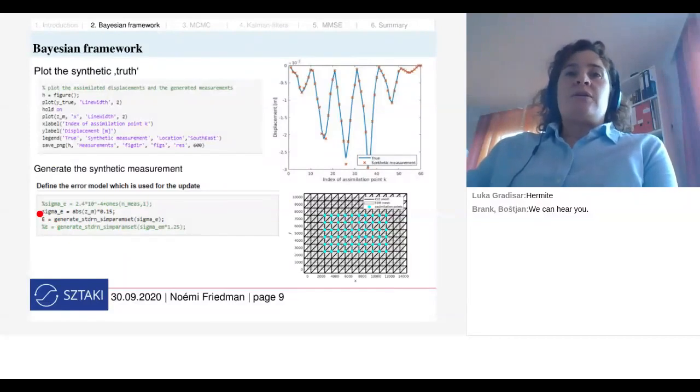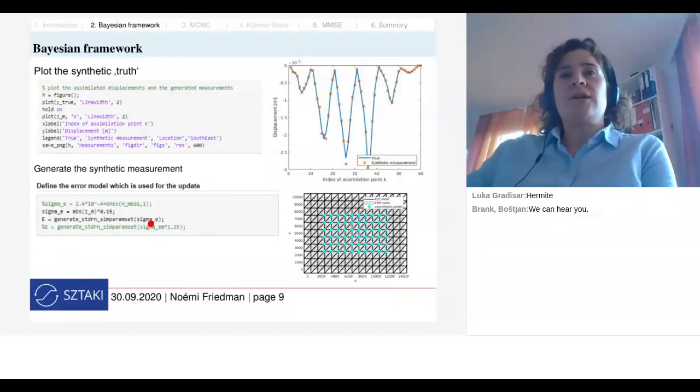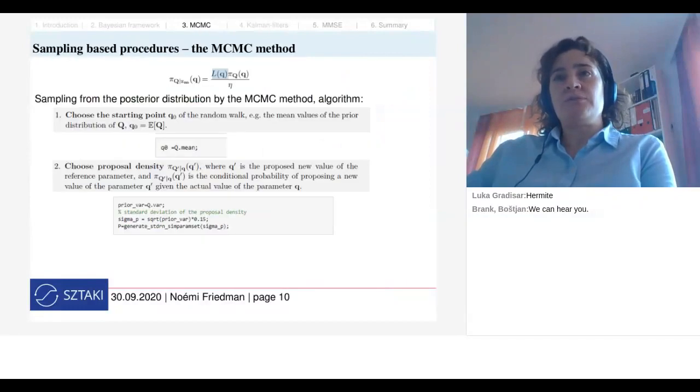Okay, and I also make another, which could actually be the same, but usually I don't know the exact measurement model. So I make an error model, which I will use for the update. And this is also a vector of Gaussian random variables that are independent from each other.